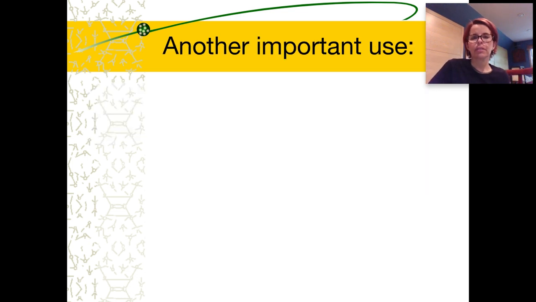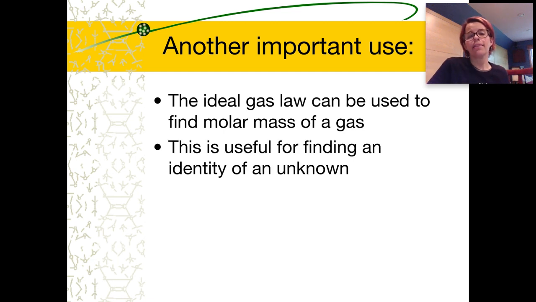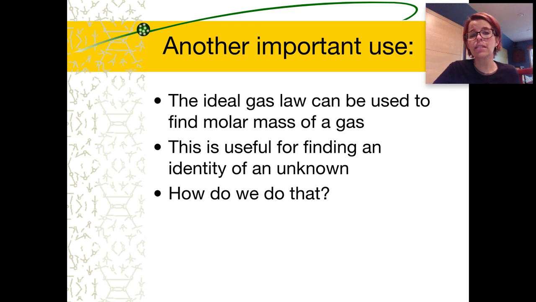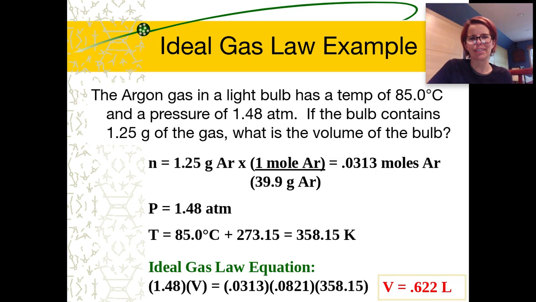All right, another important use of the ideal gas law, we'll talk about that. It can also be used to find the molar mass of a gas, and that's useful for finding the identity of an unknown gas. So how do we do that? So let's say scientists are studying a gas and they're like, what is this gas? You can use the ideal gas law to figure that out. So we start out with moles. This is a little bit confusing, so just pay attention for a moment. Moles can be written as grams of a sample over its molar mass. Pause, let that sink in. Let me back up for just a second, make sure you see that.